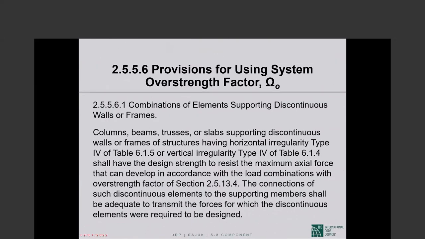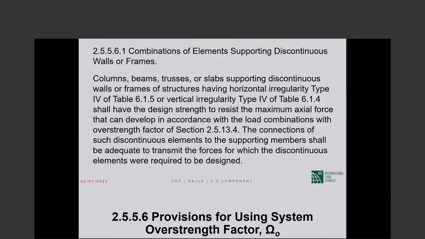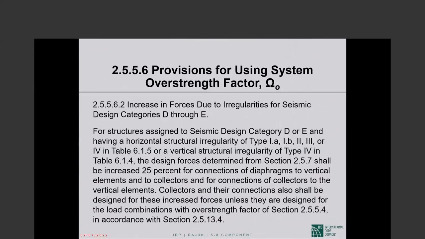Where does the BNBC require you to use special seismic load combinations? As I said, the cantilever column base is not there, but elements supporting discontinuous walls or frames is very much there. I will not read the text. The important thing is it's there.